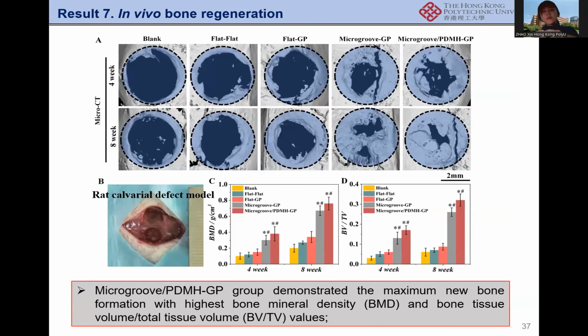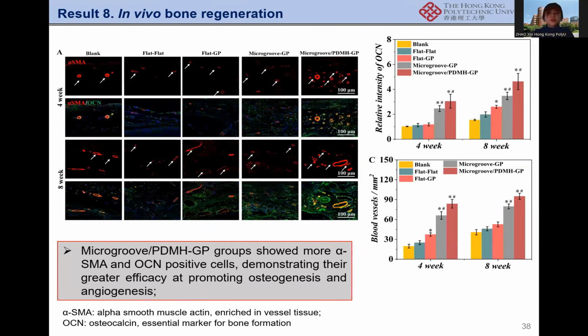And then we apply these materials in the rabbit cranial defect model, to see how these materials can support the bone regeneration. We can see that with the microgrooved materials, and also these brushless materials, we can enhance the bone regeneration. In addition, these red circles suggest the blood vessel formation. So these materials can also enhance the angiogenesis, so they can support more blood vessel formation.